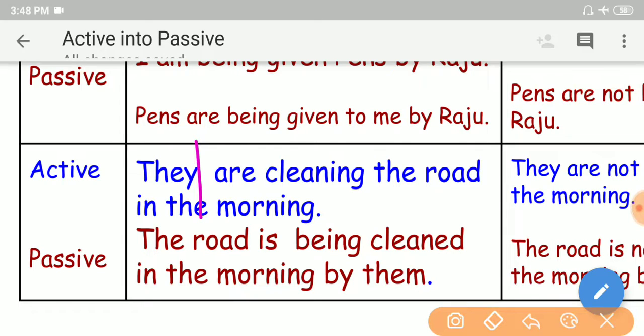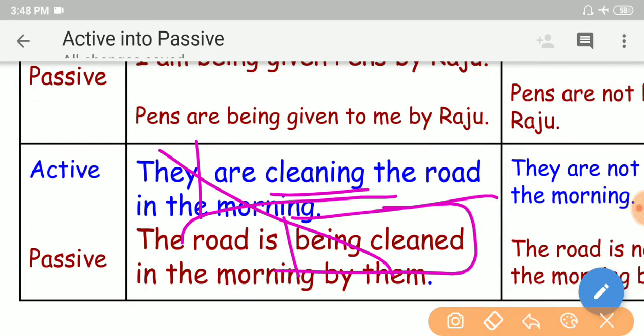They are cleaning the road. There is the subject. Subject goes to the object position. Road comes to the subject position. Cleaning changes into being cleaned. Are changes into is, just because road. Again, the complement should be kept as it is at the end, but before the object, my dear friends, in passive voice.